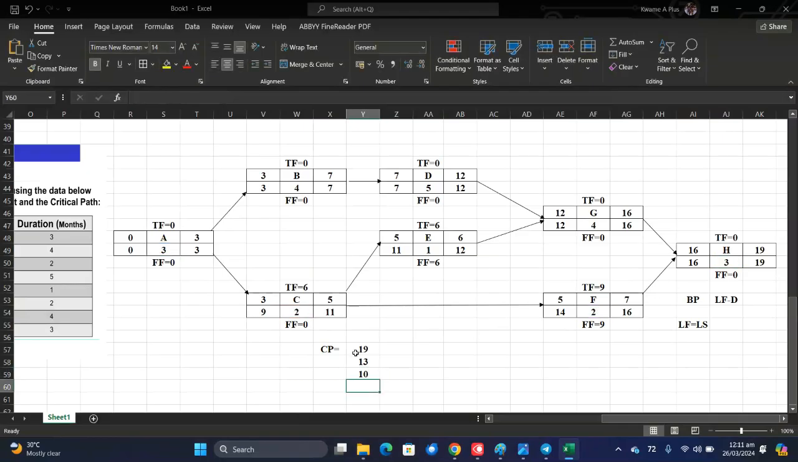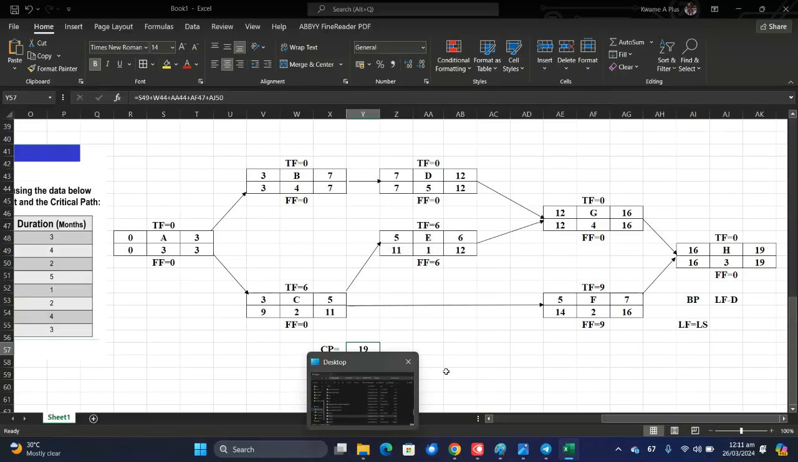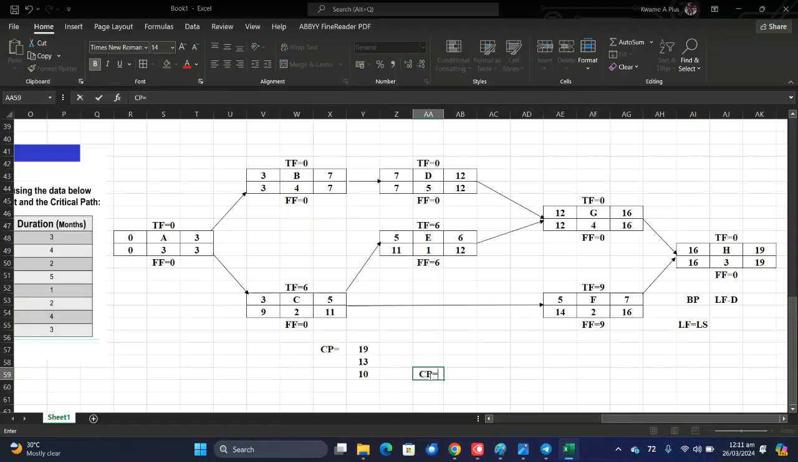So the critical path is the longest path. That is A, B, D, J, and H. That is the critical path. Are we together? So how will the answer be? If you have to write the answer: critical path is equal to A plus B plus D plus J plus H. And then you put the answer there: CP is equal to 19. That is the answer.